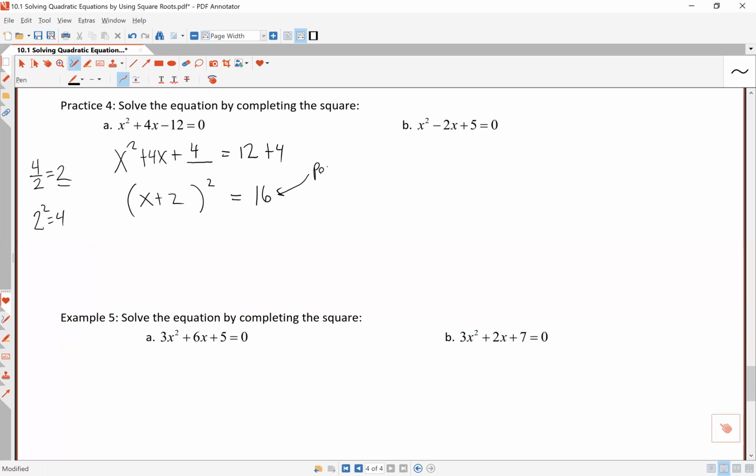Perfect square means we're going to get some nice solutions. It meant that this factored. So we do x plus 2 equals plus or minus the square root of 16, which is 4. Subtracting 2 from both sides, we have negative 2 plus 4 is 2, and negative 2 minus 4 is negative 6.